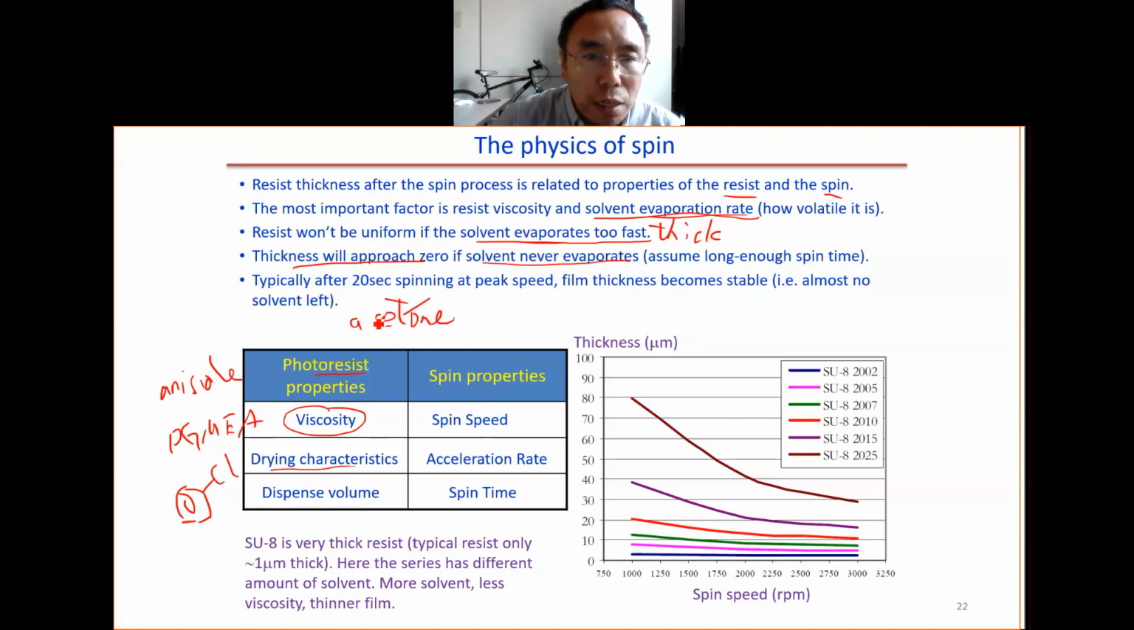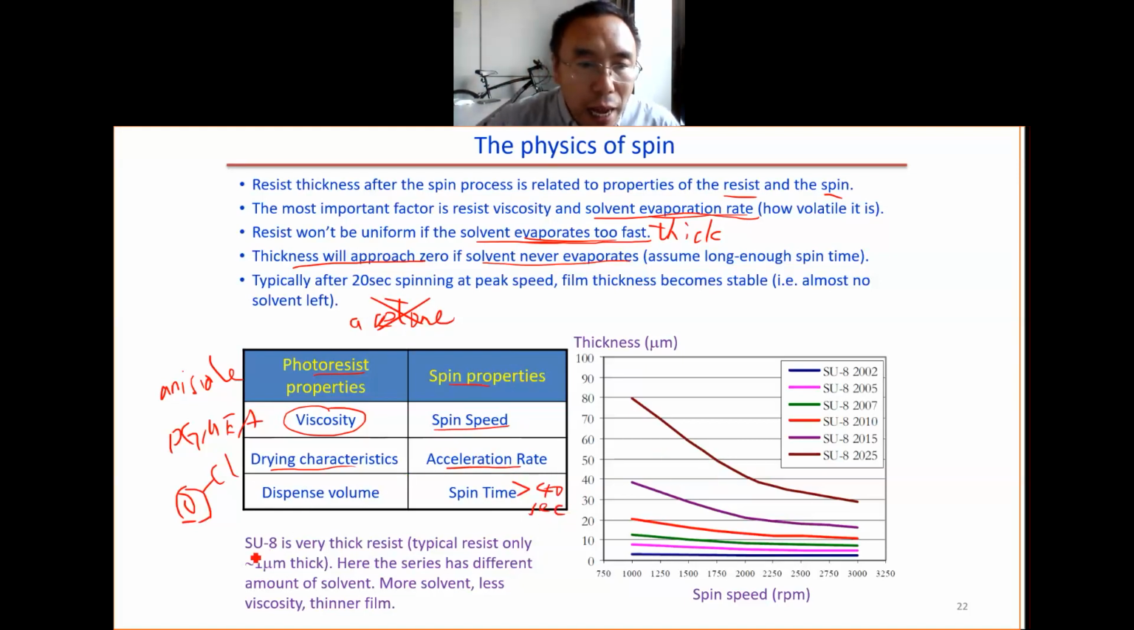So this is not good because this one evaporates too fast. You get a non-uniform film. For the spin, it mainly depends on spin speed. So the acceleration rate is not so important. The spin time normally needs to be higher than 40 seconds, then it is okay.